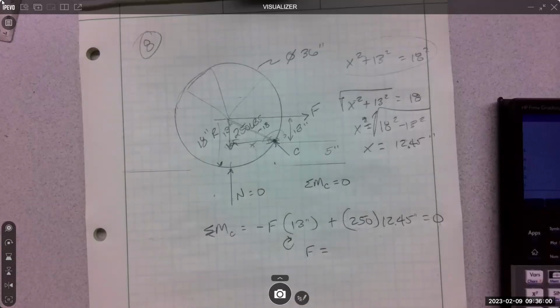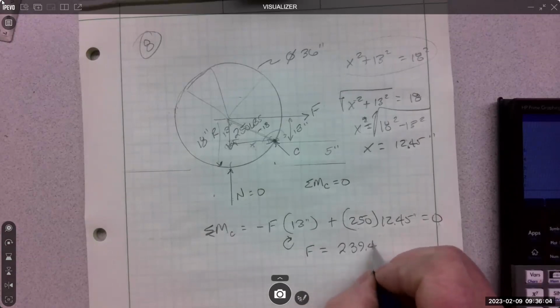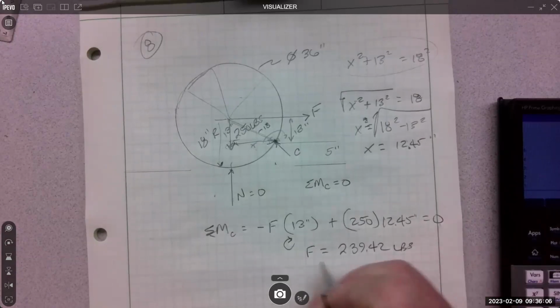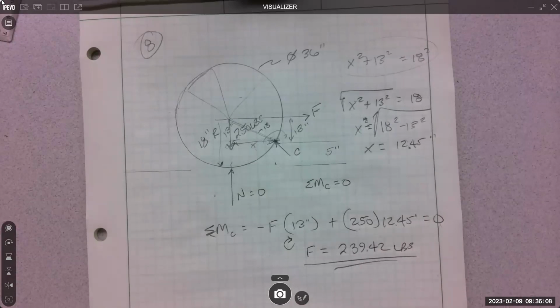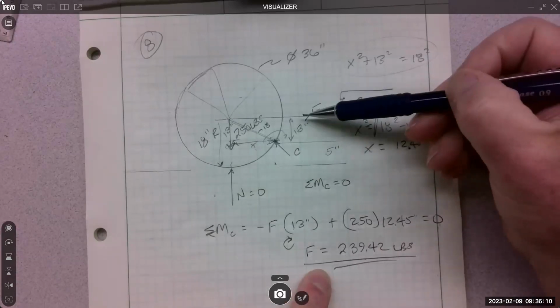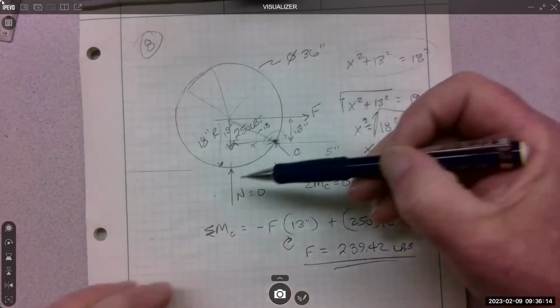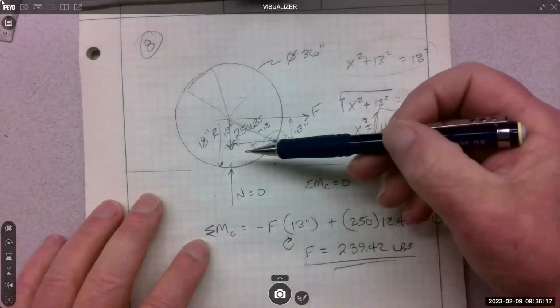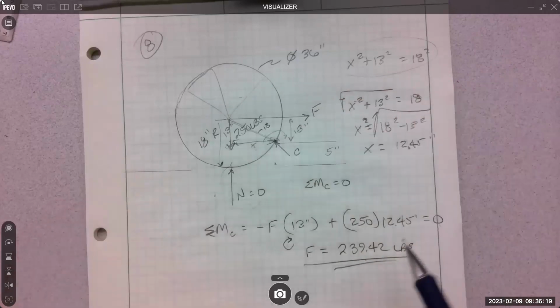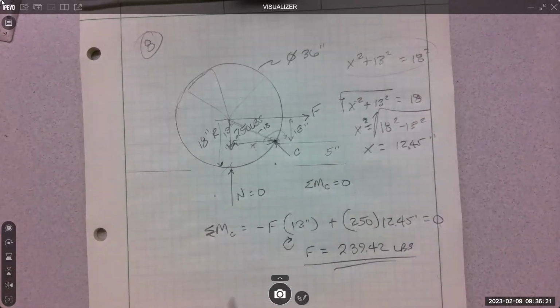And I get 239.42 pounds. Now, it's important to understand that this is the force that you can put on this cylinder to completely make this go to 0, but there's no motion. Equilibrium means it is static, but it is at the very closest to moving, completely in balance, okay?